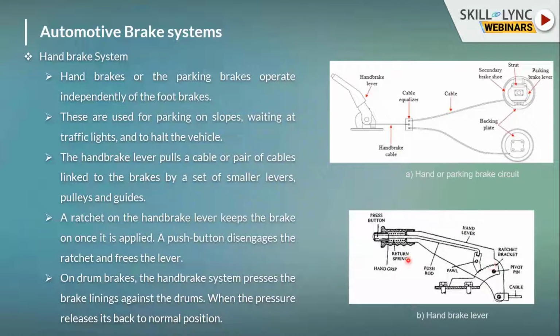When we press the push button, it will release the lever from the ratchet and return the lever to the normal position. So this was the operation of the parking brake. The use of the parking brake is to park the vehicle on slopes and while waiting at traffic lights, and it is completely independent from the primary braking system, which is the foot brake system.